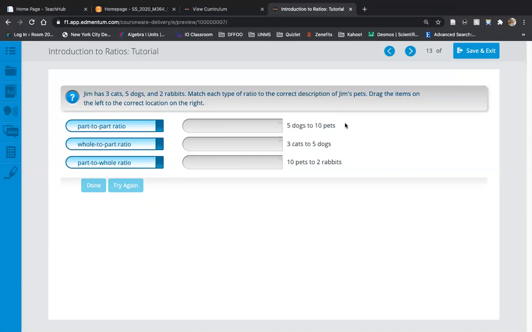Part to whole. Okay, how do you know it's part to whole? Because it's 5 dogs, a part, to 10 pets. So good. The parts are the individual animals. Dogs and cats are the parts. The whole in this case is grouping them all together, so the number of pets that you have is going to be the whole, right? And figuring out whether it's whole to part or part to whole just depends on the order. You read it left to right, just like you do with English. So if the whole comes on the left, that's whole to part. If the whole comes on the right, that's part to whole. So if you didn't do this activity already, make sure that you do that.